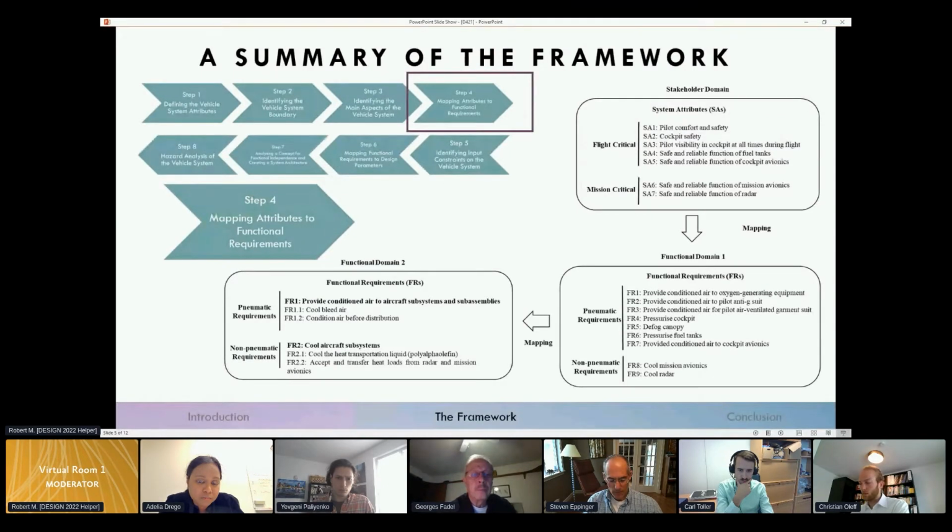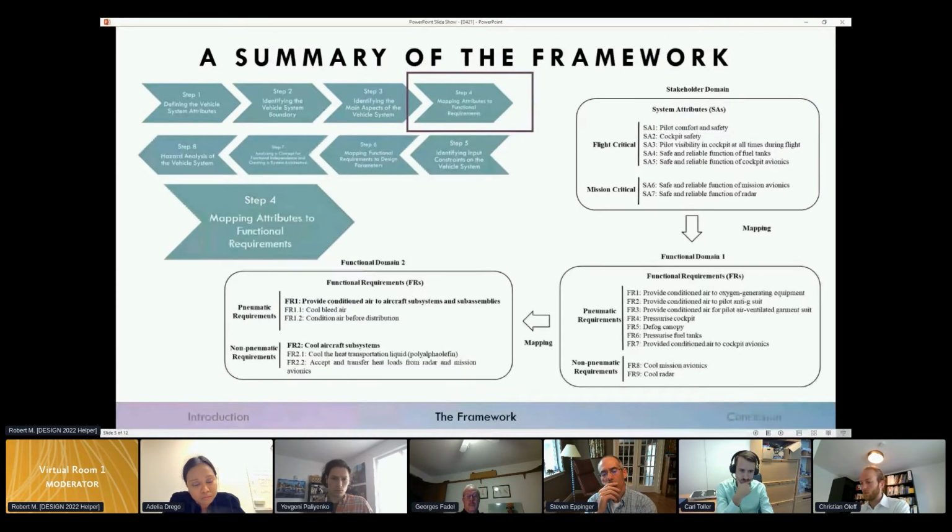That is, providing conditioned air to the oxygen generating system, pilot anti-G suit, and pilot air ventilated garment suit, respectively. For the ECS case at hand, all flight critical attributes are translated into pneumatic requirements, and all mission critical attributes are translated into non-pneumatic requirements, as shown in functional domain 1.